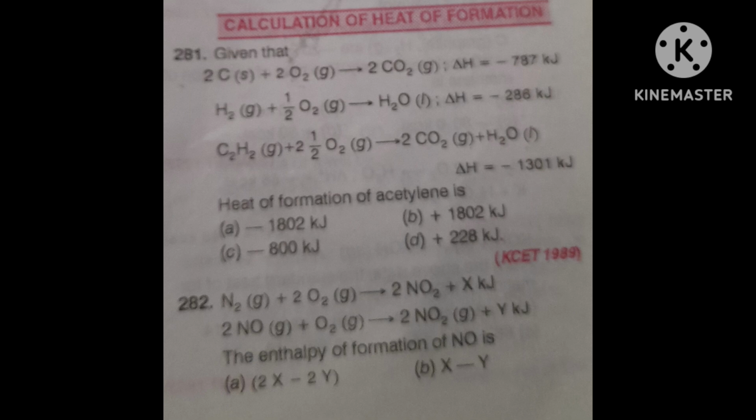Its correct answer is x minus y divided by 2. Correct? Half of x minus y. That is, option D is correct. But how? Now I am telling you. Listen carefully. Keep pen and paper with you.